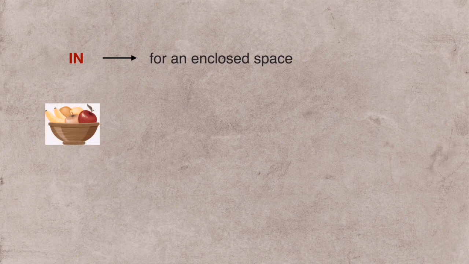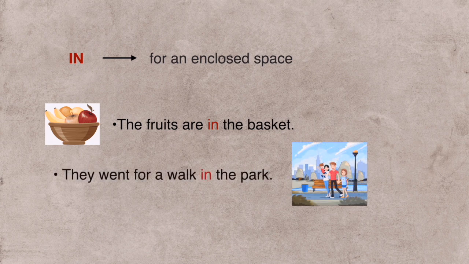On the other hand, we use in when referring to an enclosed space. For example, the fruits are in the basket. So here I mean that fruits are kept inside something. In another example we have, they went for a walk in the park. So the park is considered to be an enclosed space. So we have to use the preposition in.